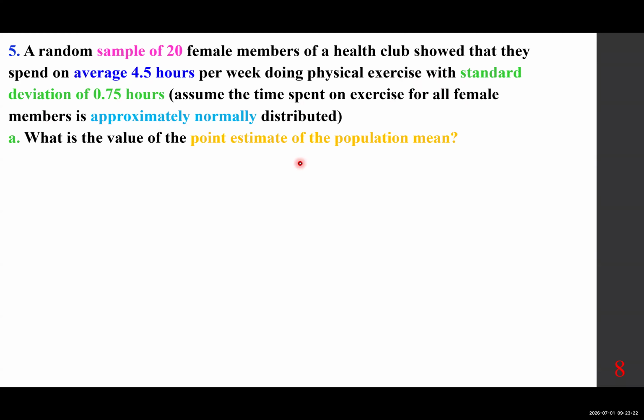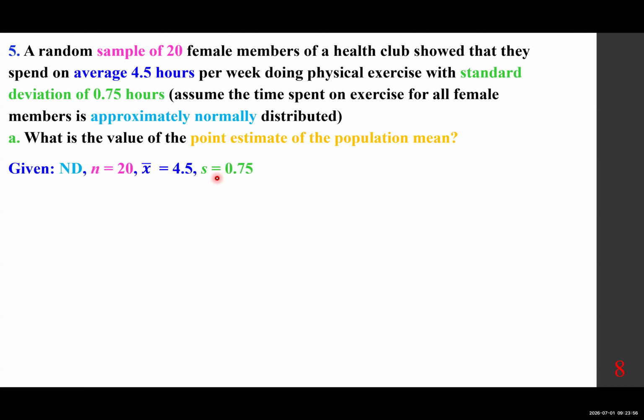So let's write what is given. First of all, normal distribution. So it's ND, normal distribution. N is 20. And what is this? This is X bar. And what is this? This is S. It's important to understand why this is the case. It's a sample of 20. It's not a population. For those 20 female members, N equals 20, X bar is 4.5. And for the same group, standard deviation S is 0.75.